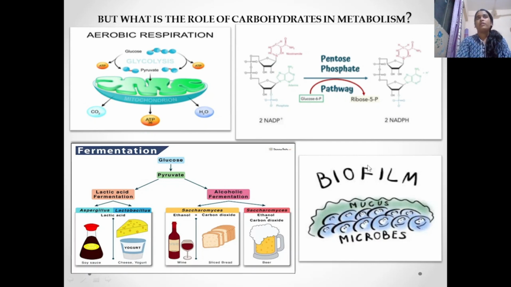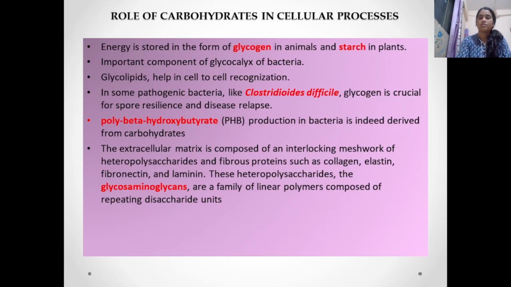As examples of biofilms, the dental plaque formed on our teeth is mostly formed by the bacterium Streptococcus mutans, and the notorious pathogen Pseudomonas aeruginosa also forms biofilms. These biofilms are important for bacteria as they help them to be resistant against antibiotics and immune responses of the host. Then, how do carbohydrates help in cellular processes?